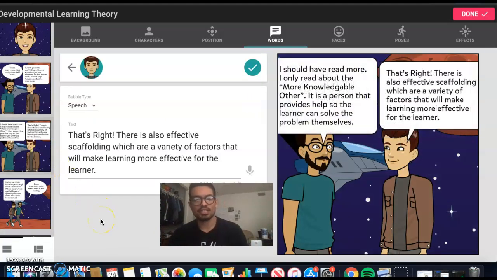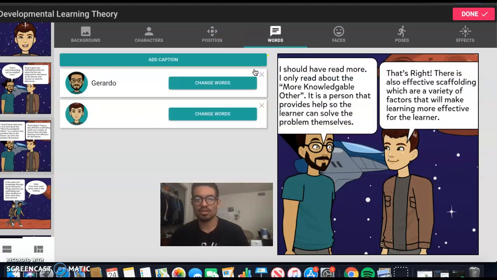Alright, and then it goes into the more knowledgeable other. It's basically the person that provides assistance so the learner can solve the problem. It could be a fellow student that may understand it better, so they could be the more knowledgeable other. It doesn't always have to be the teacher. It could be maybe a parent, or just additional help. And then it goes into effective scaffolding, which is basically a variety of factors that go into effective learning.